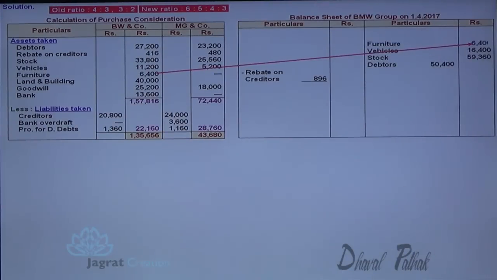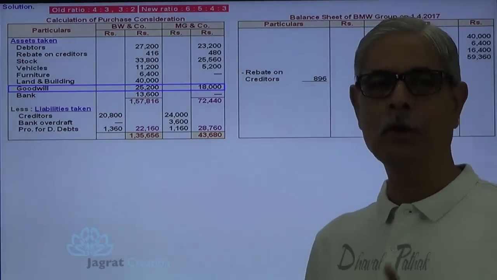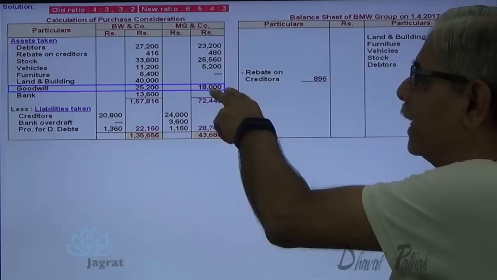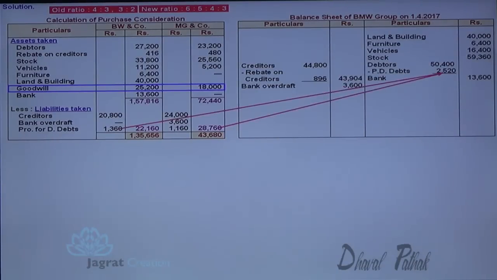This is the furniture, land and building purchased at 40,000. Now goodwill. This goodwill I am going to write off in the new profit sharing ratio, so I don't write this goodwill in my balance sheet. Notice it. Bank balance. Creditors minus rebate on creditors. This is bank overdraft. Bad debt reserve will be deducted from debtors.